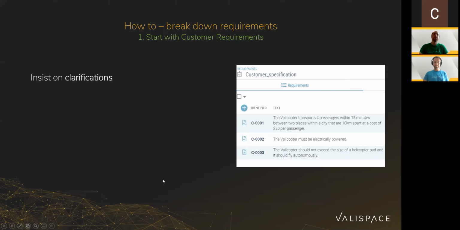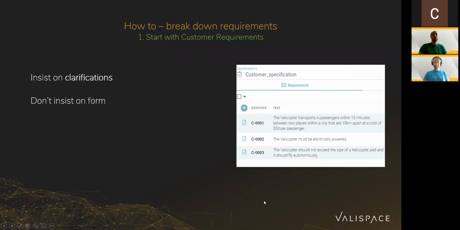The first one is to insist on clarifications. That means never accept a list of requirements without really asking and understanding what the customer means. Spend sufficient time with the customer to learn what they mean when they say "must be electrically powered." Does that mean you plug it into an electric outlet, or that it needs to run electrically and cannot use that power to, I don't know, do something with hydrogen? Those are the kinds of questions to clarify.